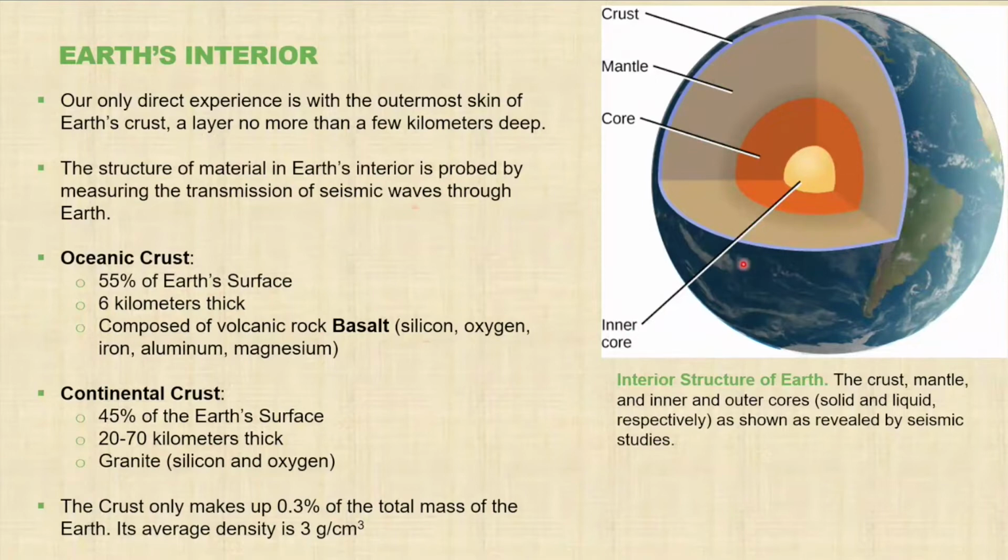Because they have higher density, they tend to sink towards the center, like here. And the crust is about 3 gram per centimeter cube. The average of the whole is about 5, so we can see the material underneath has more density.